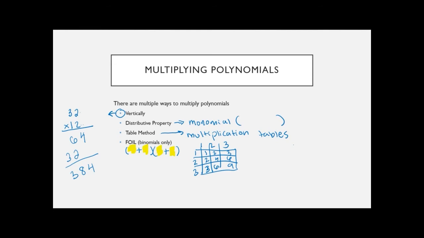So I'm going to cover 3 of these. I'm not going to cover the vertical, but I'm going to do the distributive property, the table method, and then FOIL. So we will start with the distributive property.